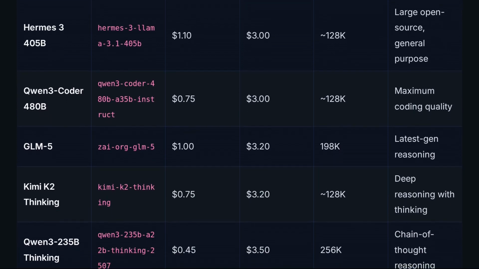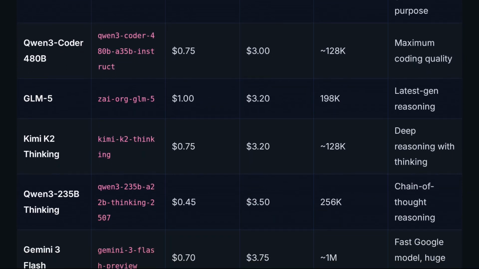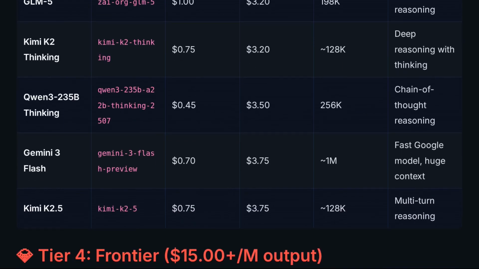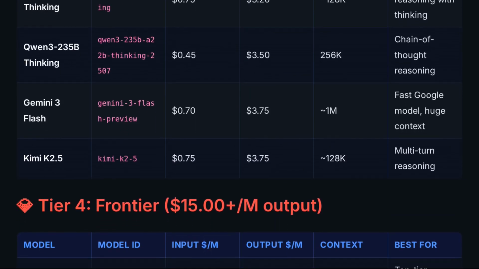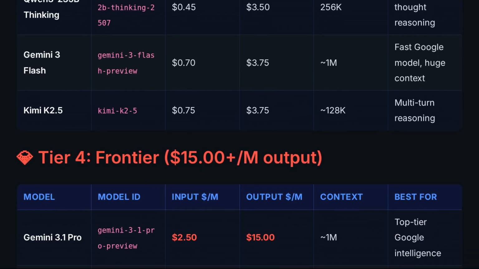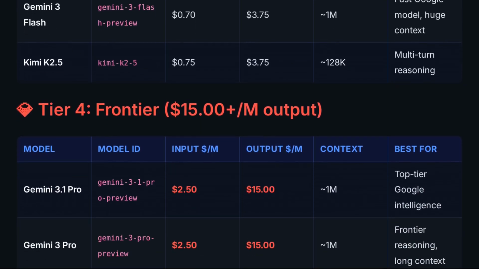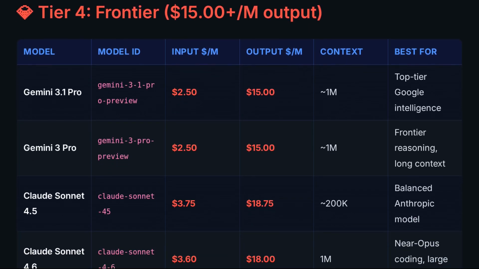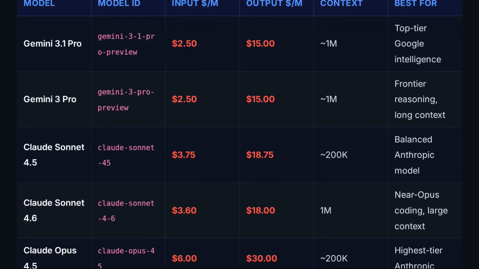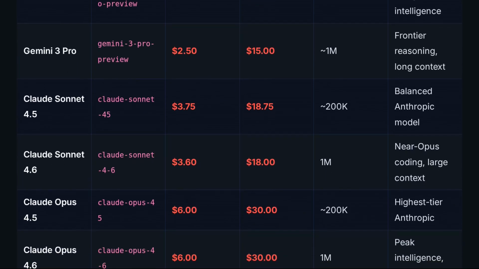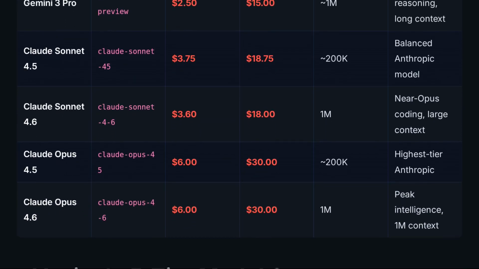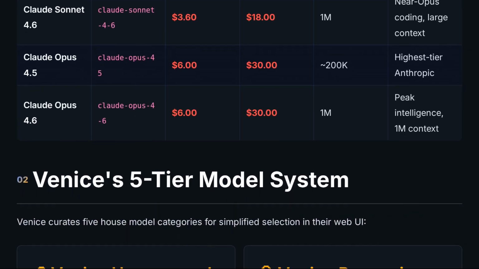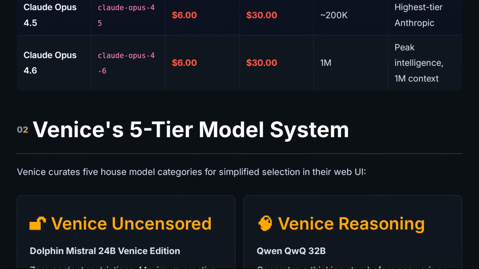Qwen 3.235b Instruct at just 75 cents is a hidden gem with 256K context. And Qwen 3 Coder Turbo at $1.50 gives you purpose-built coding at a bargain. Mid-range models up to $4 include dedicated specialists. Qwen 3 Coder 480b for maximum code quality. Qwen 3.235b Thinking for chain-of-thought reasoning. GLM 4.7 for architecture understanding. And Kimi K 2.5 for multi-turn conversations.